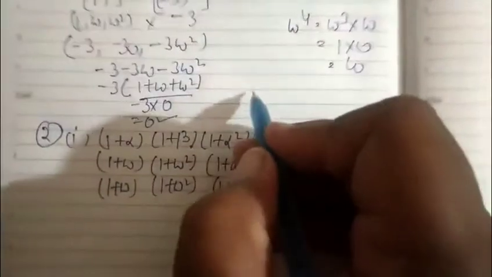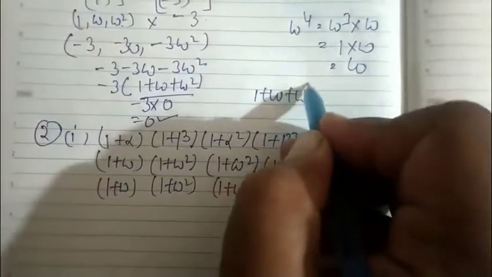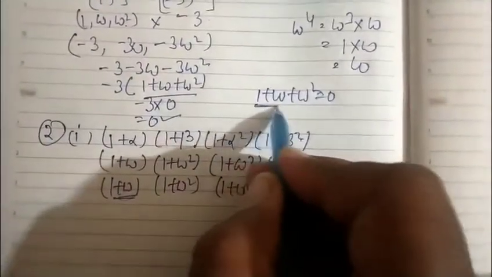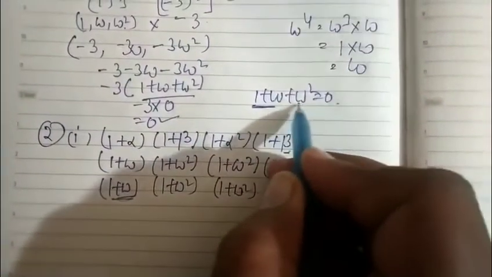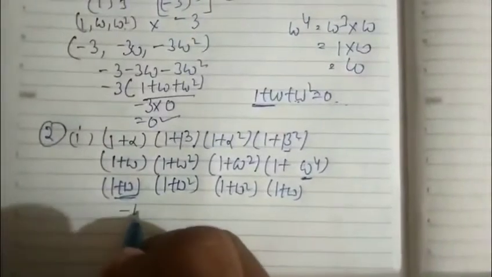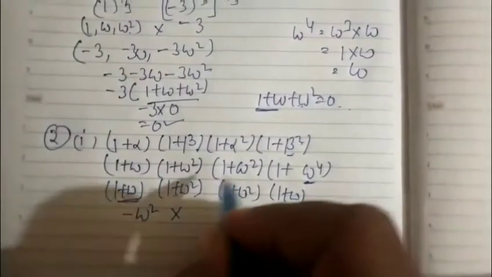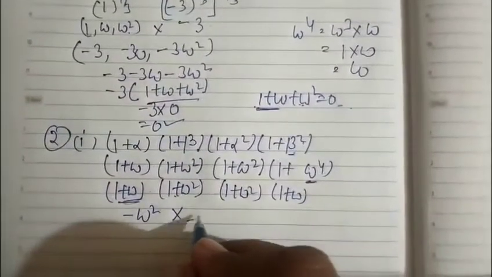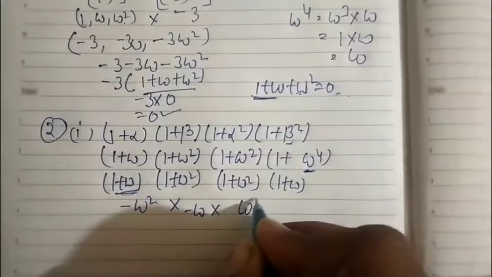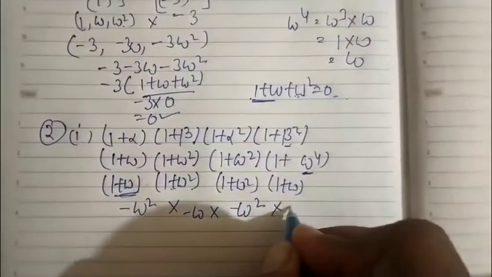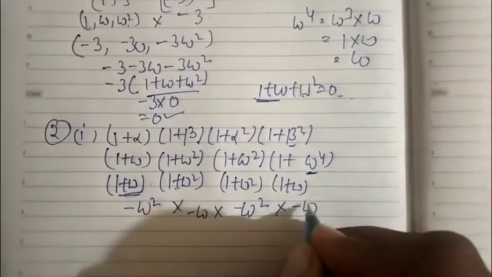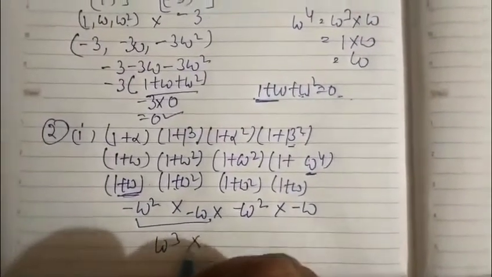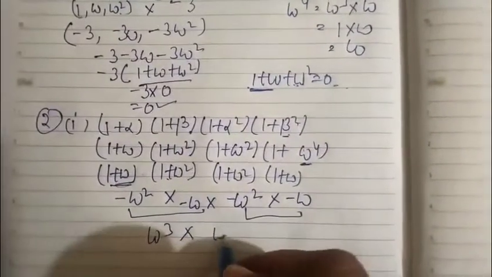Now we have the relation 1 plus omega plus omega square is equal to 0. So in place of 1 plus omega, what can we write? It goes to the other side: minus omega square. In place of this we can write minus omega square. Now 1 plus omega square we can write as minus omega. Same thing here: minus omega square into minus omega. So omega square into minus omega means plus omega cube.